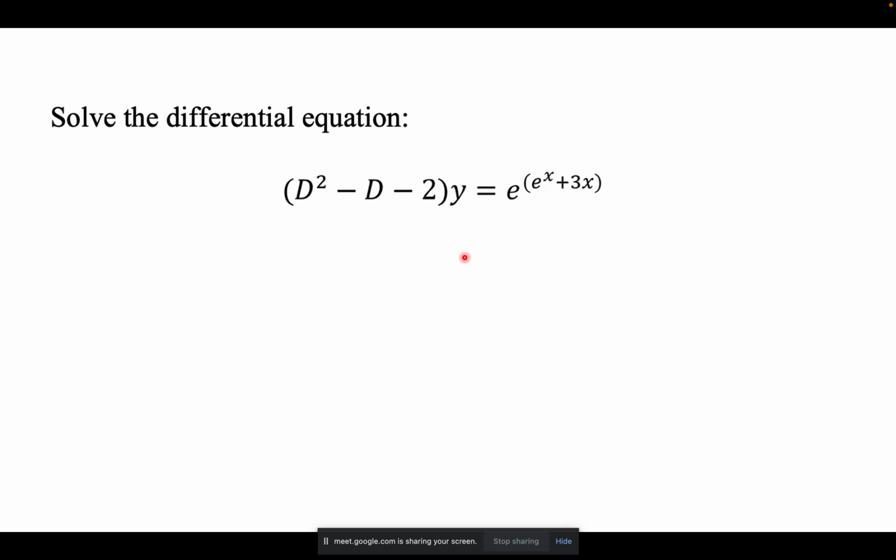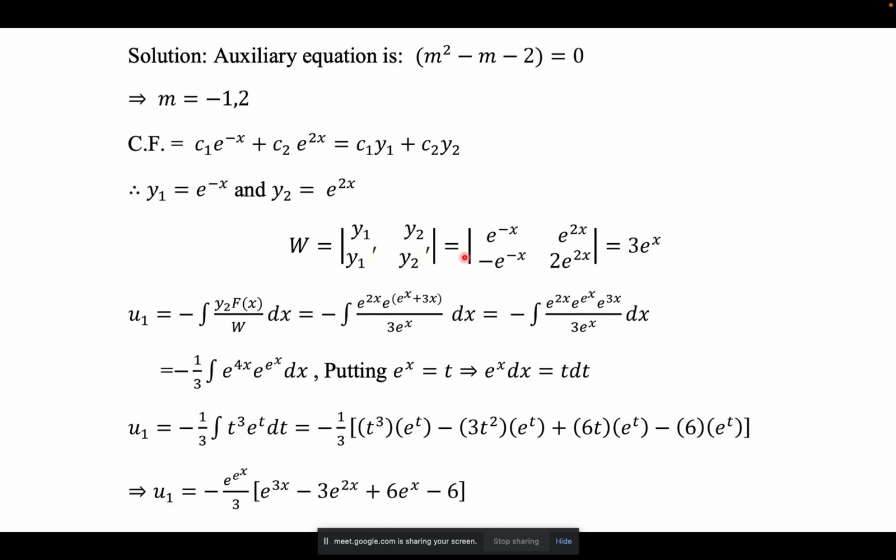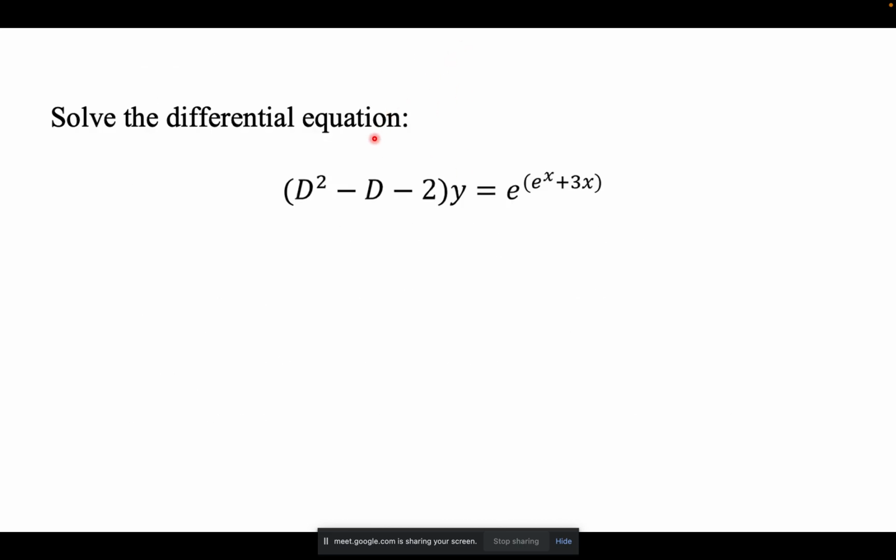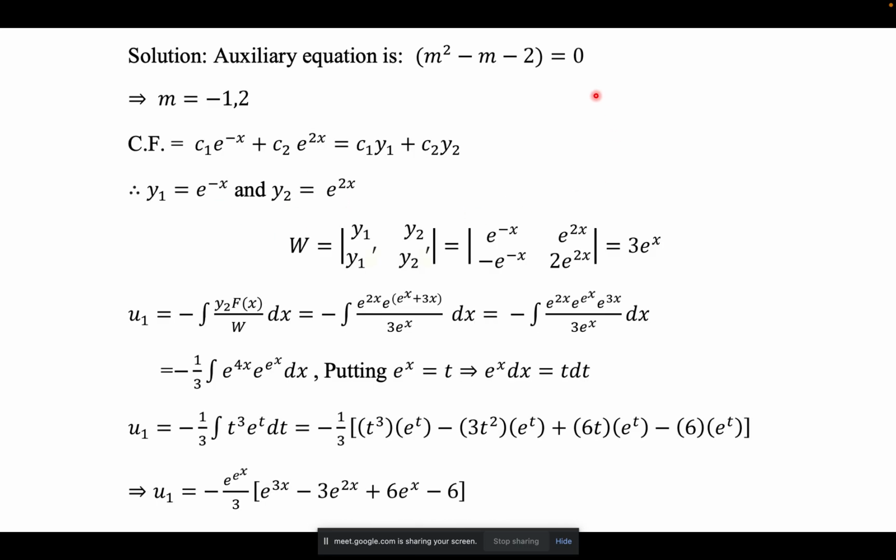So you already know how to solve the complementary function of the homogeneous differential equation. So what you do, you write the auxiliary equation, right? So the auxiliary equation of this will be m square minus m minus 2 is equal to 0, right? And from there you can get two values of m. So basically you have two unique and distinct roots.